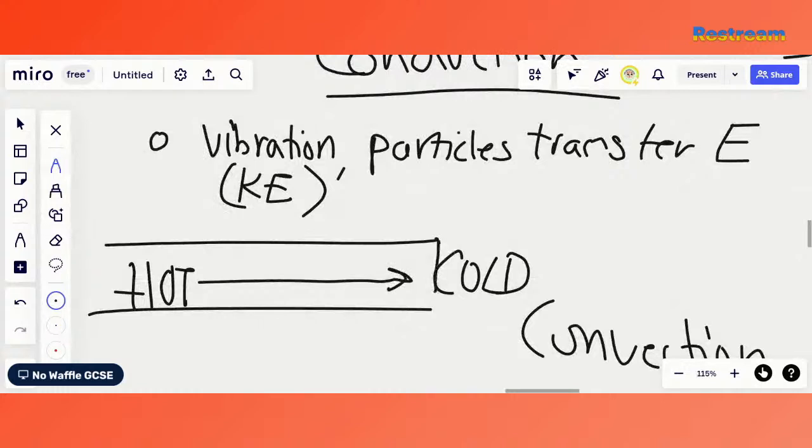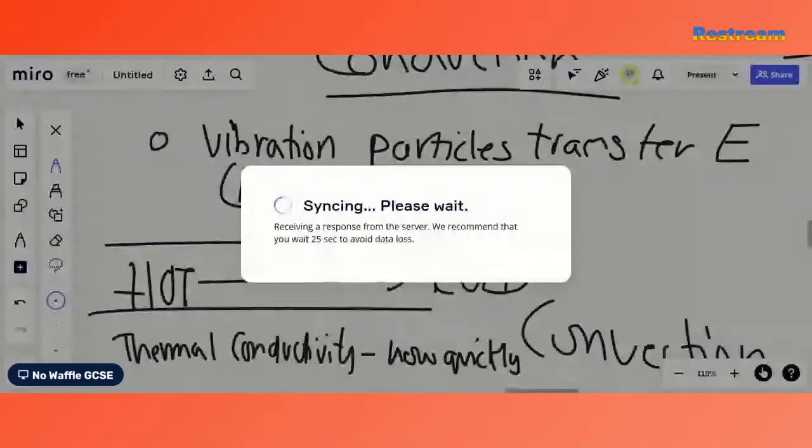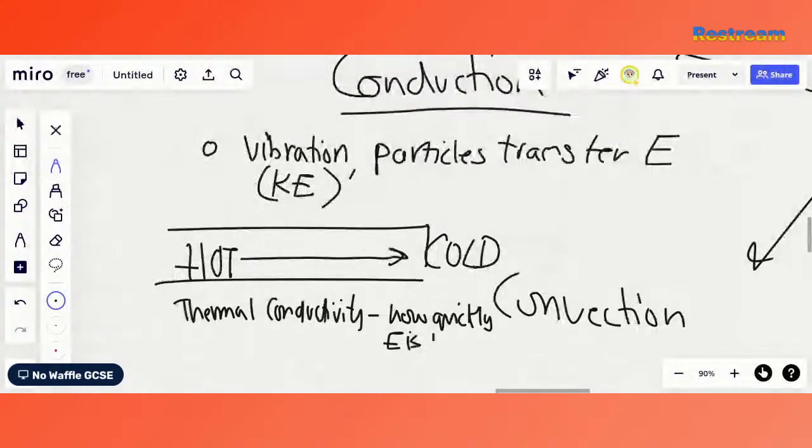Now, thermal conductivity is a measure of how quickly energy is transferred through a material. Sorry for this, a bit of issues here. Last minute issues as everyone starts using the internet. So, thermal conductivity: how quickly energy is transferred.